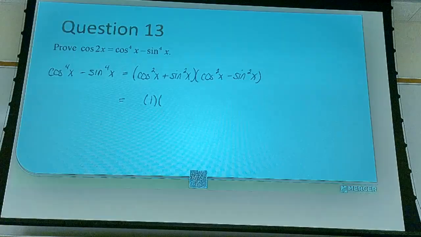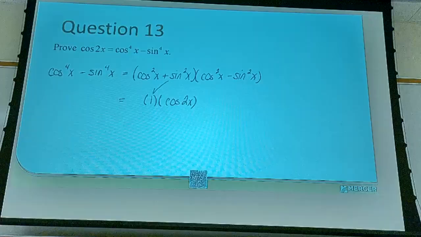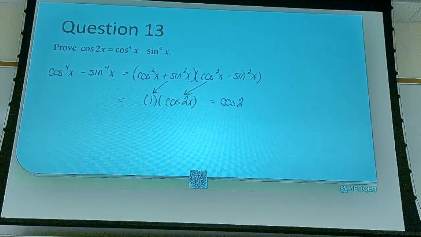Isn't that the double angle identity on cosine? Mm-hmm. So we get cosine of 2x, which is what we wanted. Or I put an X in the box. Easier than filling it in.